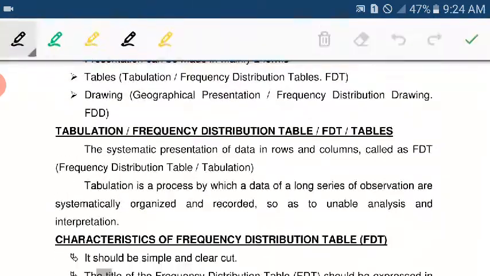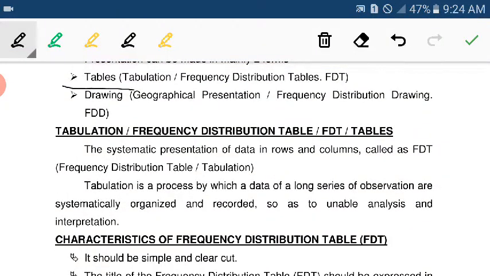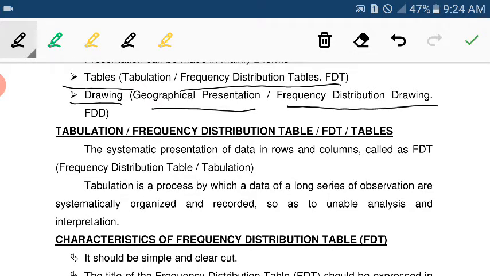Types of presentation: tables, that is tabulation or frequency distribution table. Then drawing, graphical presentation, frequency distribution drawing called as FDD. Tabulation or frequency distribution table or FDT or tables: the systematic presentation of data in rows and columns is called as FDT, that is frequency distribution table or tabulation.